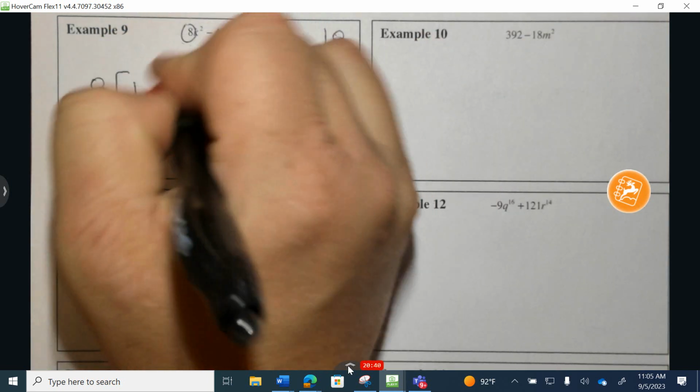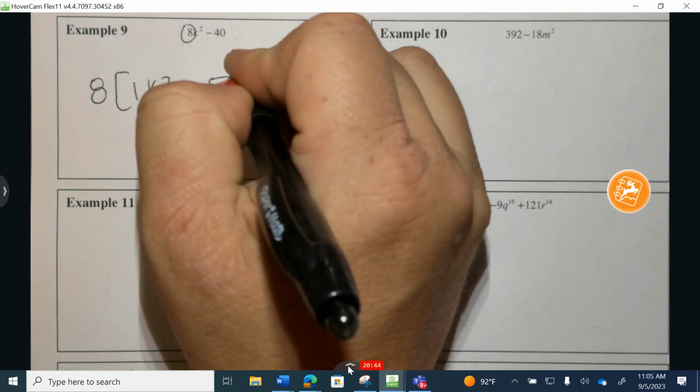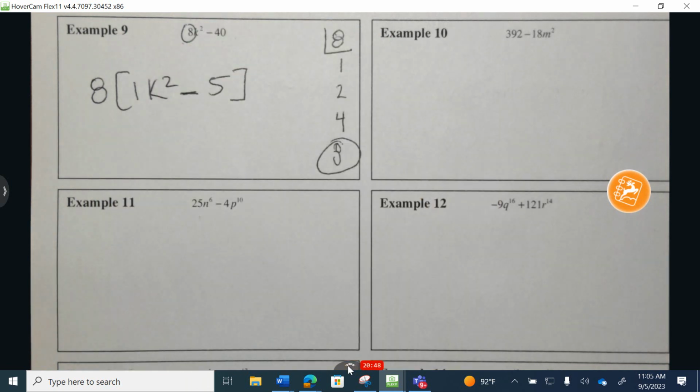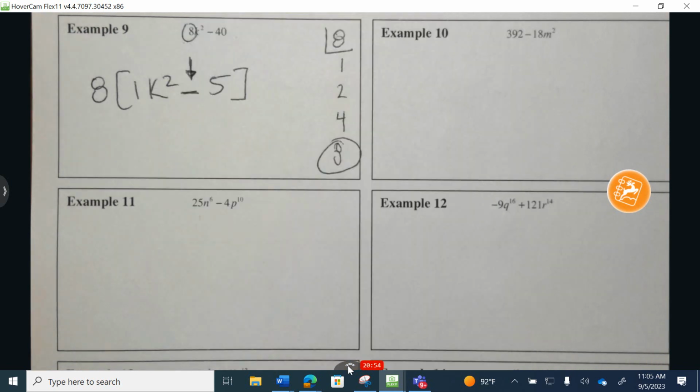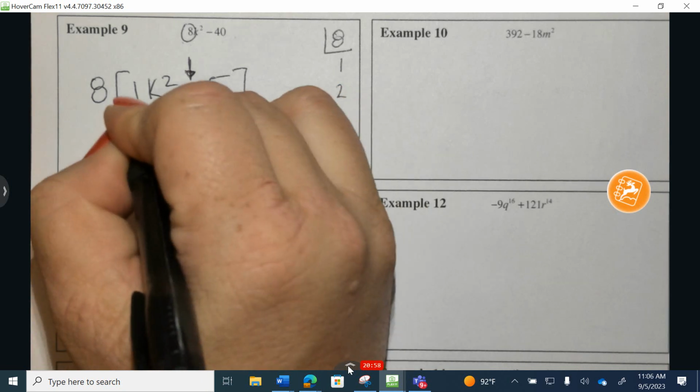8 times 1 is 8 with a k squared. 8 times 5 is 40. I brought down the negative sign and the k squared. You're going to see that in this problem, I actually cannot move any further. I have subtraction. This breaks into k and k. This breaks into 1 and 1.